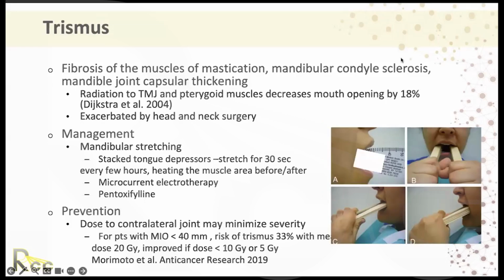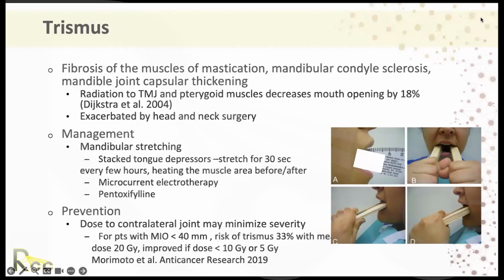Now moving to some of the more late side effects of radiation: trismus. As you know, this is fibrosis of the muscles of mastication, but especially right at the TMJ. So you can see mandibular condyle sclerosis and mandibular joint capsular thickening. And this is something that we see in really two subsets of patients: locally advanced tonsil cancer patients, where there's disease going into the pterygoid musculature, and there's no way for you to spare the pterygoid musculature and the TMJ.